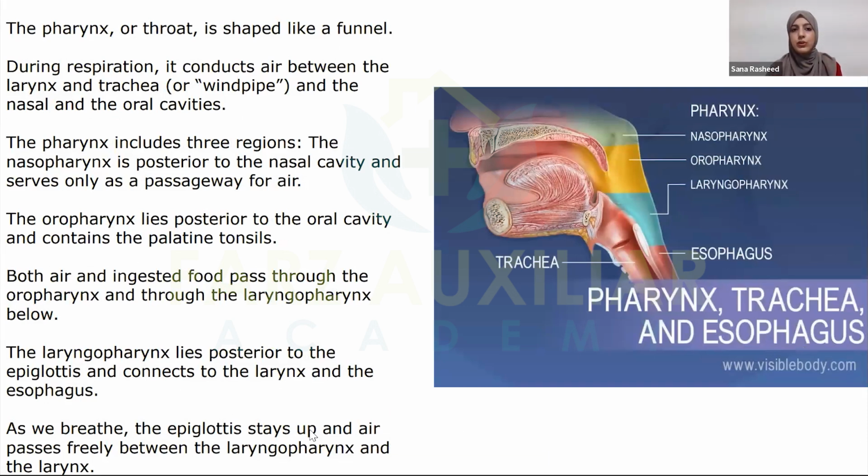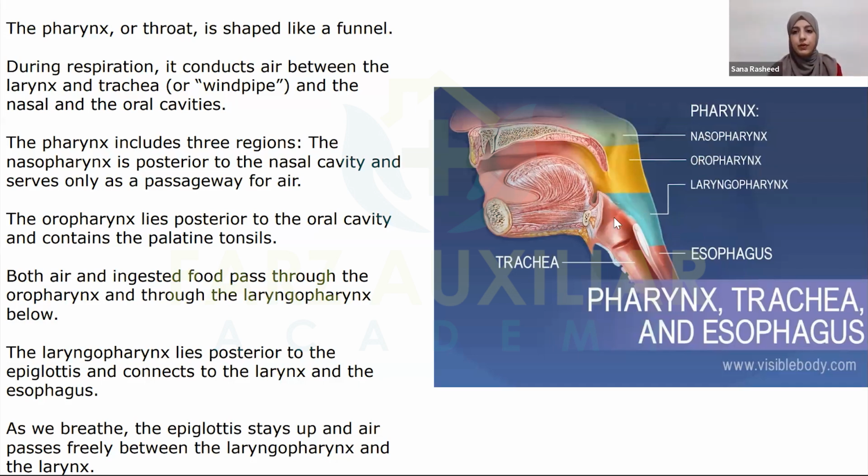Now, the pharynx or throat is shaped like a funnel. What happens is that during respiration, when we breathe, it conducts air between the larynx and trachea and the nasal and oral cavities. The pharynx basically has three main parts. The part of the pharynx which is posterior to the nasal cavity is the nasopharynx. Then we have the part of the pharynx which is posterior to the oral cavity, which is the oropharynx. And then we have the laryngopharynx.